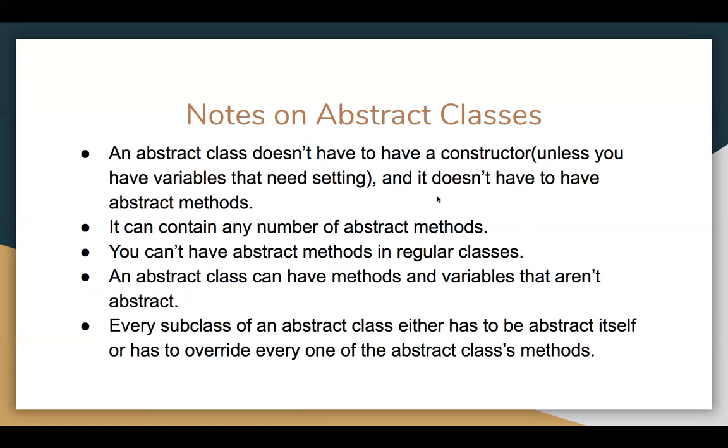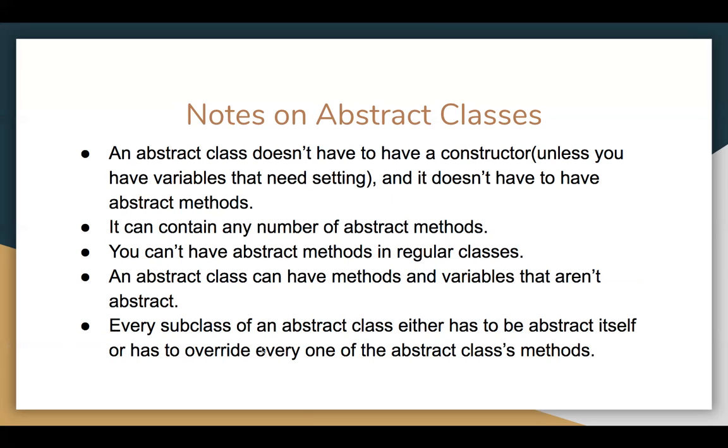And it doesn't have to have any abstract methods, just like you don't have to have methods in regular classes. It can contain any number of abstract methods. You can't have abstract methods in regular classes. So that's probably another reason why you would use an abstract class, mainly because you want to have abstract methods. An abstract class can have methods and variables that aren't abstract. That means you could just have regular methods and integer variables, string variables, that kind of thing.